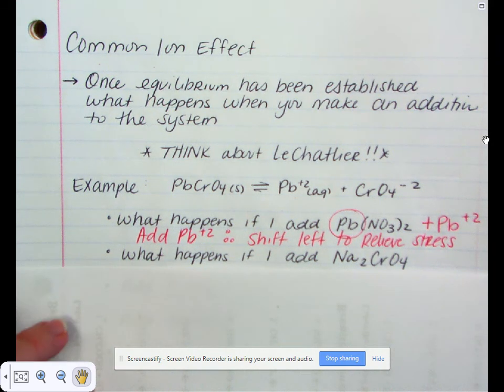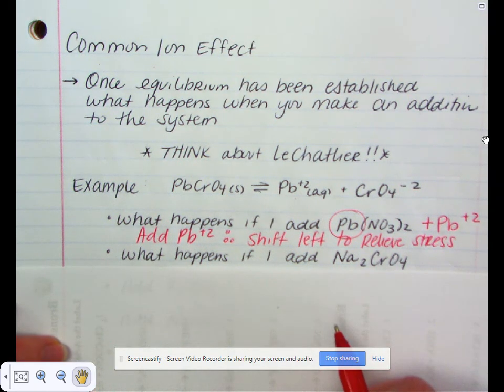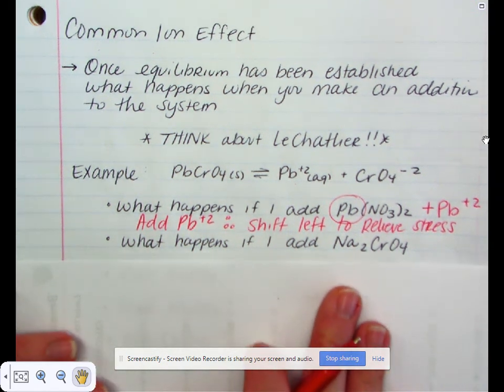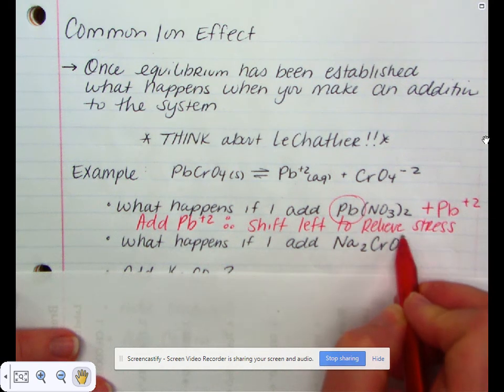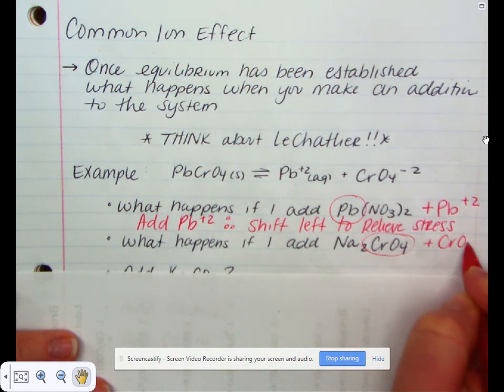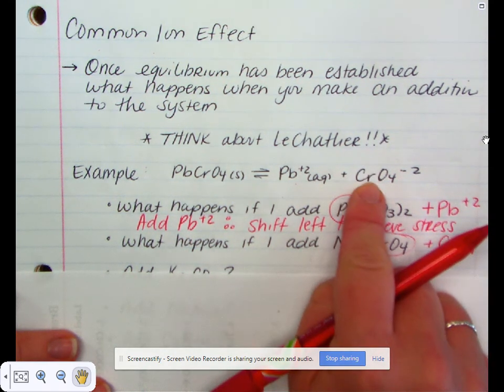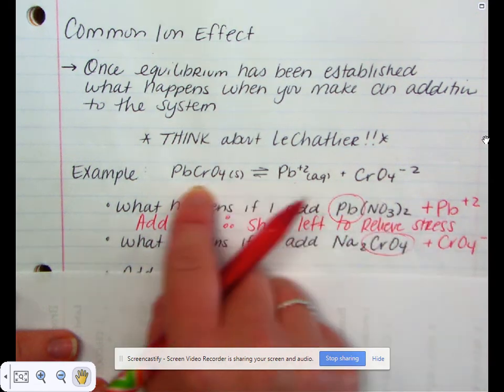Okay. All right. So in my next one, Na2CrO4. So is that one soluble? So we've got a chromate. Pretty sure that's soluble. Yeah, I know that's soluble. Yes, that is soluble. So what happens when I add this? Well, what am I adding? Adding this guy. So adding CrO4 minus 2. So what does that mean? I'm adding here. I got to get rid of it. Shifting to the left.